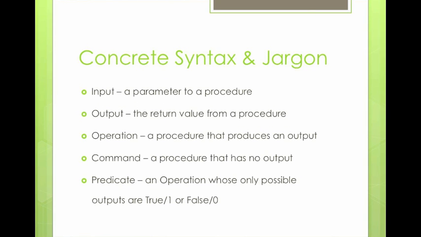First, I'd like to go over some of the concrete syntax and jargon of the Logo programming language. First of all, parameters to procedures are called input, and the return values from procedures are called output. A procedure that produces an output is an operation, while a procedure that has no output is a command. For example, the print procedure is a command because it produces no output. It simply prints something to the console. A predicate is a special type of operation whose only possible outputs are either true or false.